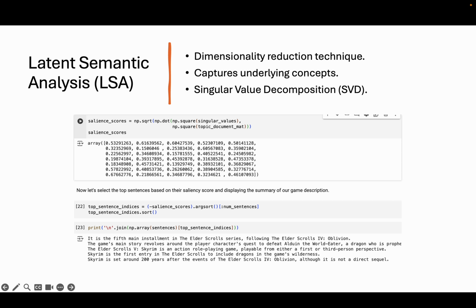Latent semantic analysis, or LSA, reduces the dimensions of the text data using singular value decomposition, or SVD. This technique identifies patterns and captures the underlying concepts, allowing for effective summarization of documents by focusing on the most important concepts.